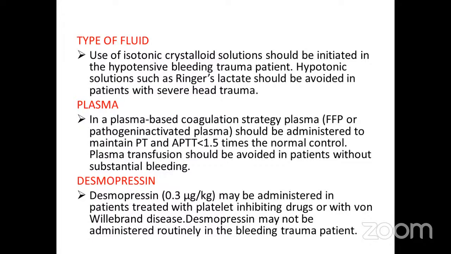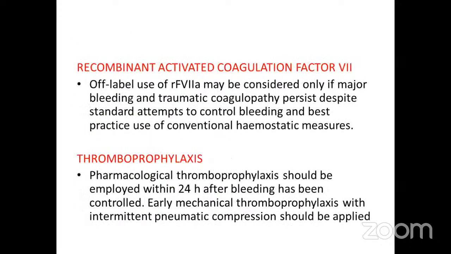A plasma-based coagulation strategy, including FFPs, should be administered to maintain a PT and aPTT of less than 1.5 times normal. Plasma transfusion should be avoided in patients without any bleeding. Does desmopressin have a role? It may be administered in patients treated with platelet inhibiting drugs or with von Willebrand disease, but it is not routinely used in a bleeding trauma patient.